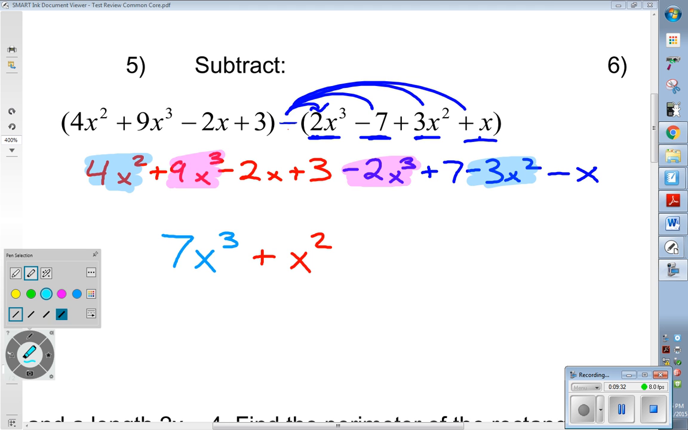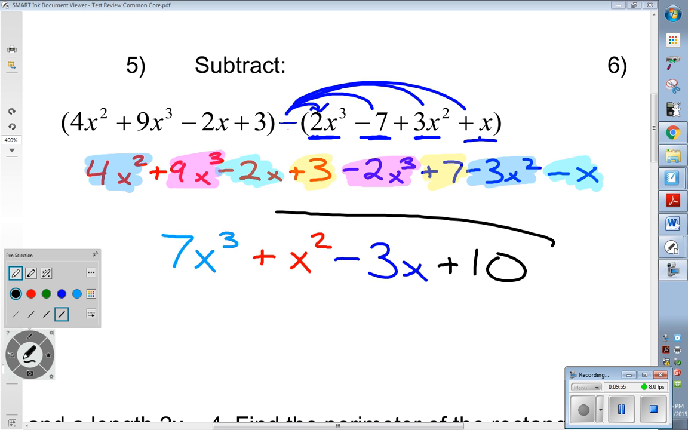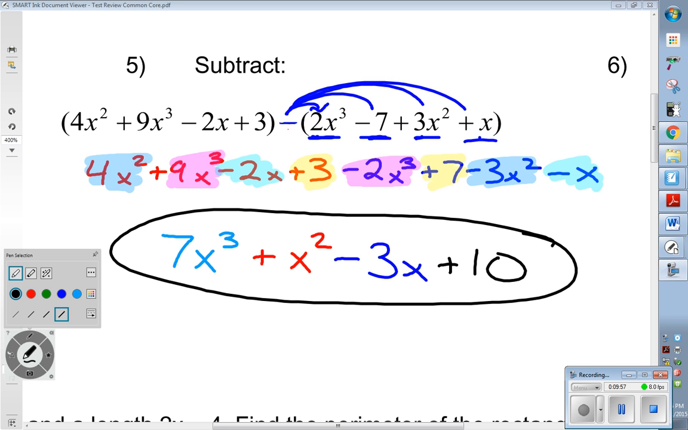Keep going down the line. I've got a negative 2x, and I've got a negative 1x. So negative 2x minus 1x would give me negative 3x. And then to finish, I've got this 3, and I've got that 7. Add 3 plus 7, it gives me 10. There's that one.